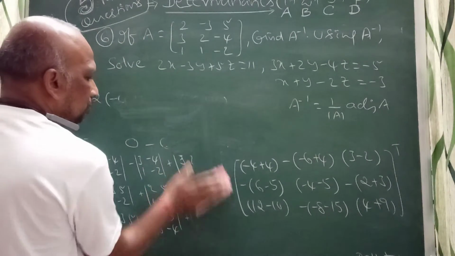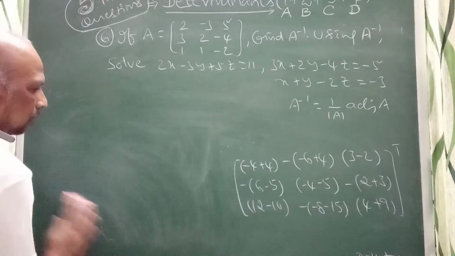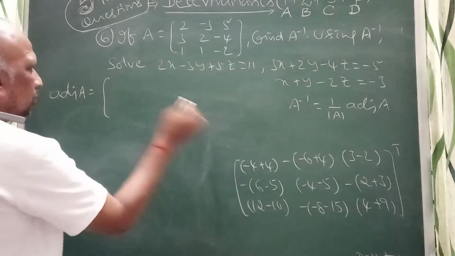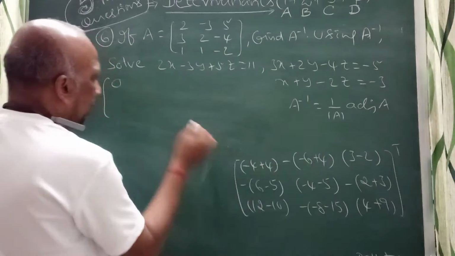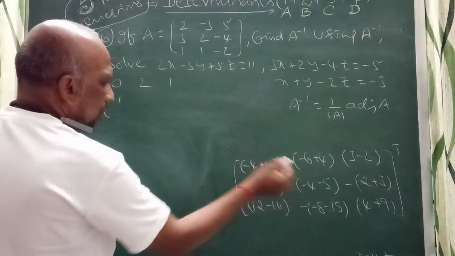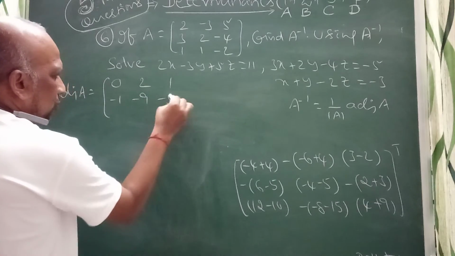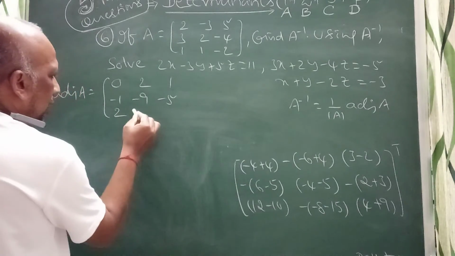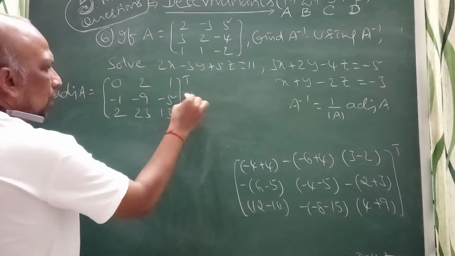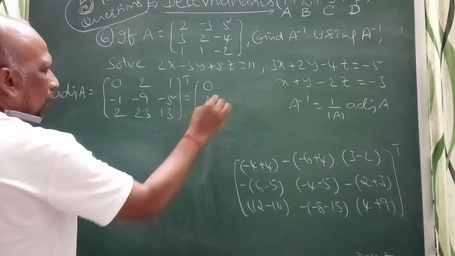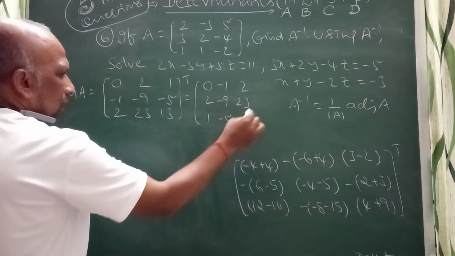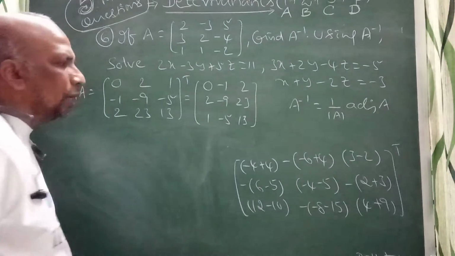So what I will do now, I will write after finding this, adjoint A, right? So I can write this one 0, right? Minus 6 plus 4 is minus 2, 2. We will get 1, 0, 2, 1. Minus 1, minus 9, and minus 5, 2, and 23, and 13, transpose of this. If I write the transpose of this, you get 0, 2, 1, minus 1, minus 9, minus 5, 2, 23, 13. So this is the adjoint, right?